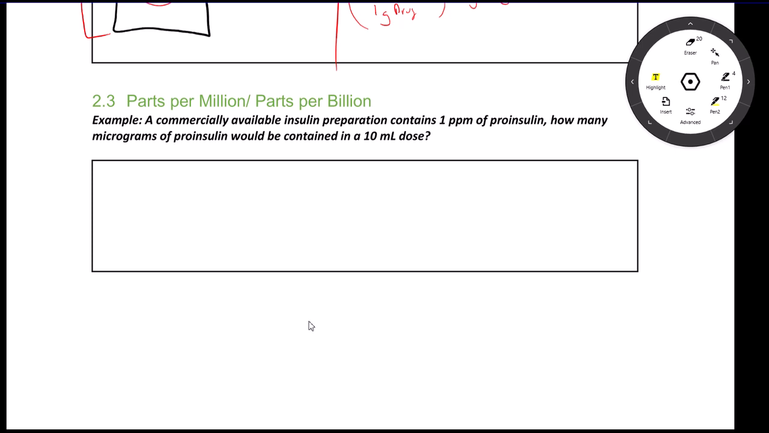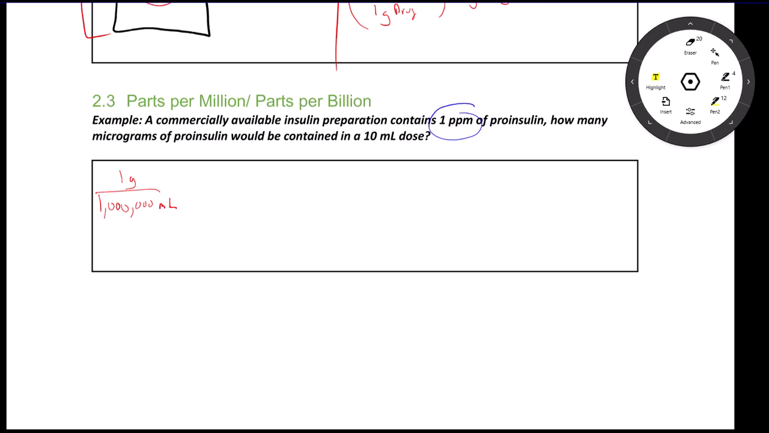What does 1 ppm mean? 1 ppm means that there is 1 gram of proinsulin in every 1 million, in our case mLs, because we're dealing with a liquid. So that's 1 gram for every 1 million mLs.